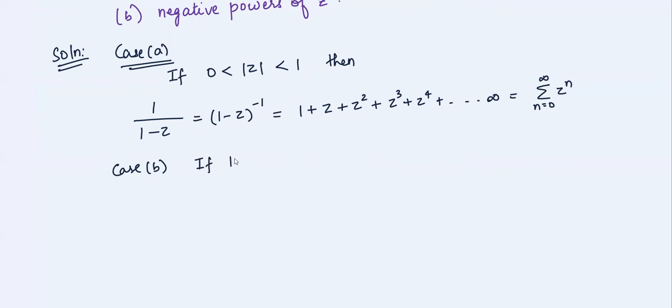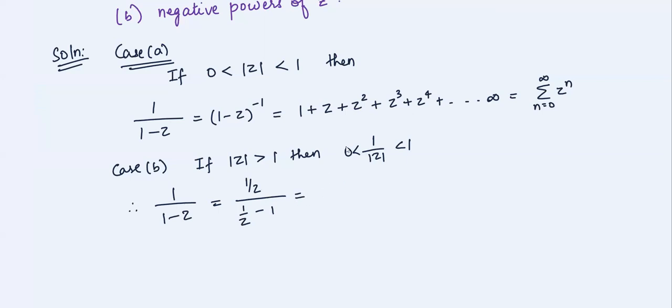Now case 2. If mod z is greater than 1, then we cannot use this formula, which is applicable only when mod z is less than 1. The common ratio should be less than 1. Only then can we do this. Then we will write the expansion like this: 1 by 1 minus z, we divide by z both numerator and denominator. Now 1 upon mod z lies between 0 and 1.